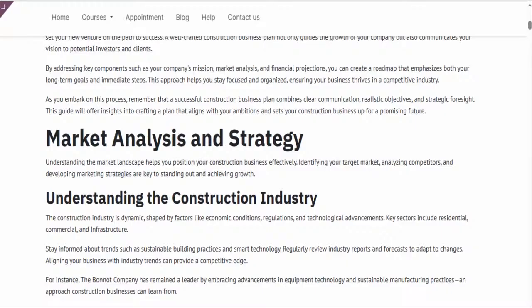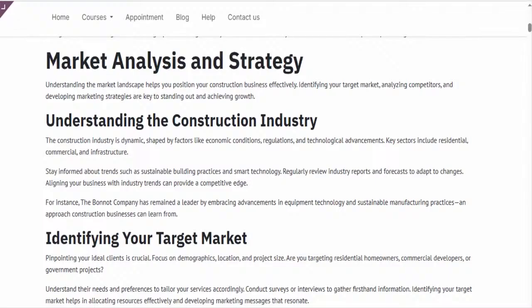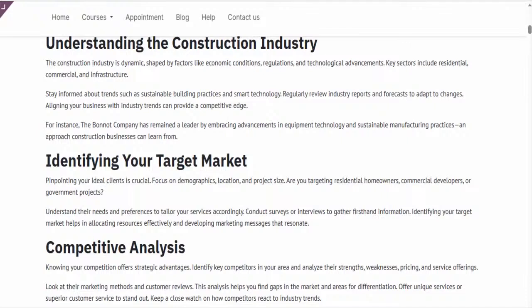Market analysis and strategy. Understanding the market landscape helps you position your construction business effectively. Identifying your target market, analyzing competitors, and developing marketing strategies are key to standing out and achieving growth. Understanding the construction industry. The construction industry is dynamic, shaped by factors like economic conditions, regulations, and technological advancements. Key sectors include residential, commercial, and infrastructure.